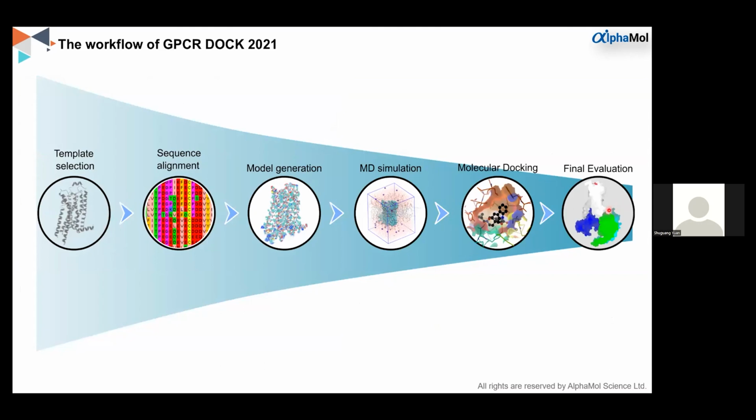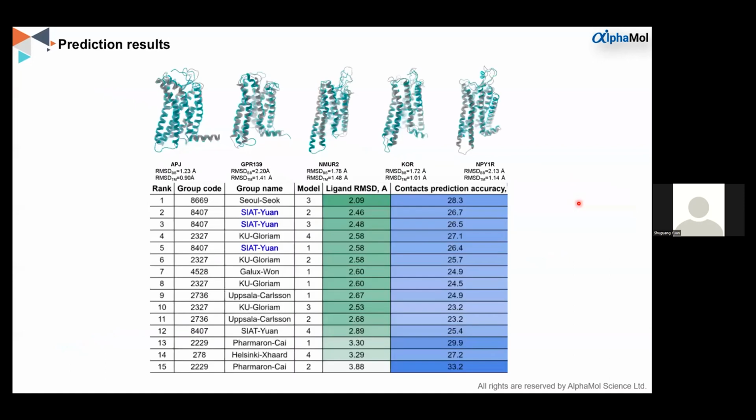So here's the procedure that we used for the GPCR contest last year. We first selected the templates for the G protein-coupled receptor, then made a 3-dimensional alignment between the targeted sequence and the 3-dimensional experimental structure. Then we generated more than 20,000 initial models, and introduced molecular dynamics simulation to optimize the models. We also introduced our in-house AI-based molecular docking to evaluate how potential compounds bind to the specific target. And finally, we selected the models for the evaluation.